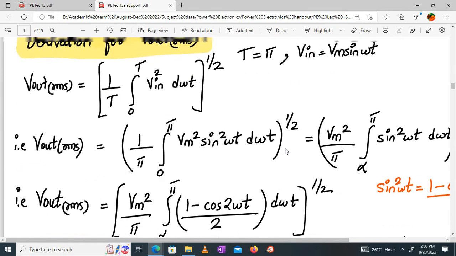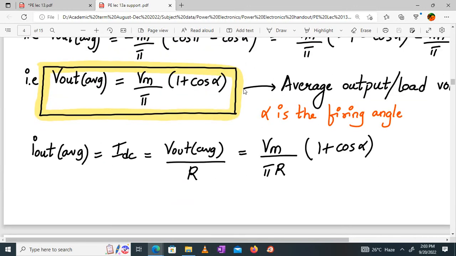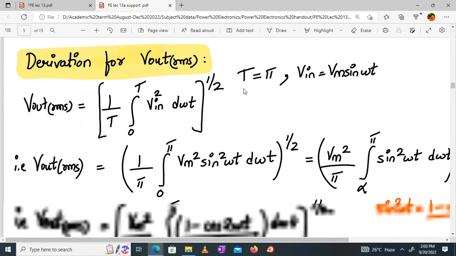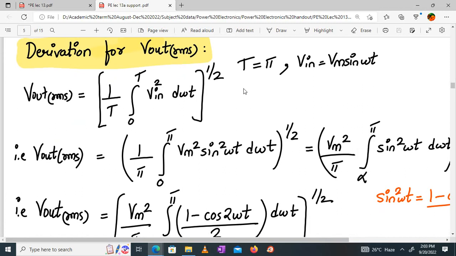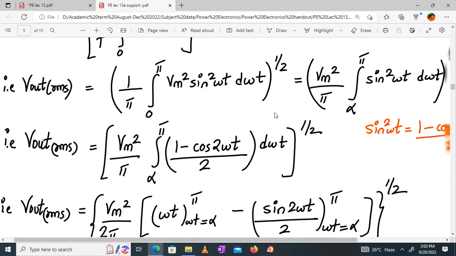Yeah. Now similarly we'll calculate V out RMS. Written the formula Vm upon pi into 1 plus cos alpha? You're writing? Write it down. Huh? Acha. V out RMS, just quickly go through the derivation. T is pi, V in is Vm sin omega t. So what is the definition? 1 upon T, 0 to T, V in square d omega t, the whole raised to half. So again V in is Vm sin omega t, so Vm square will come out.